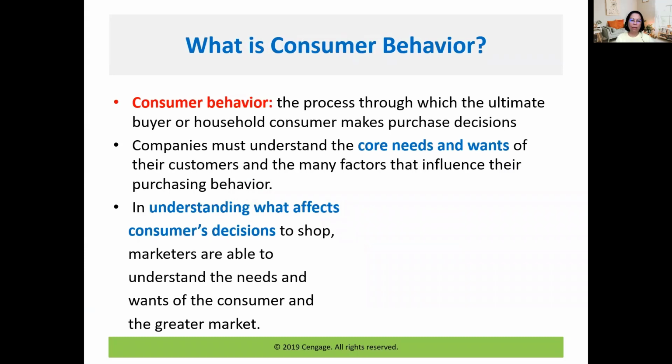What is consumer behavior? Consumer behavior is the process through which the ultimate buyer or household consumer makes purchase decisions. Companies must understand the core needs and wants of their customers and the many factors that influence their purchasing behavior. In understanding what affects consumers' decisions to shop, marketers are able to understand the needs and wants of the consumer and the greater market. Marketers should learn the factors that influence consumers' decisions in shopping to understand the consumer's needs and wants.